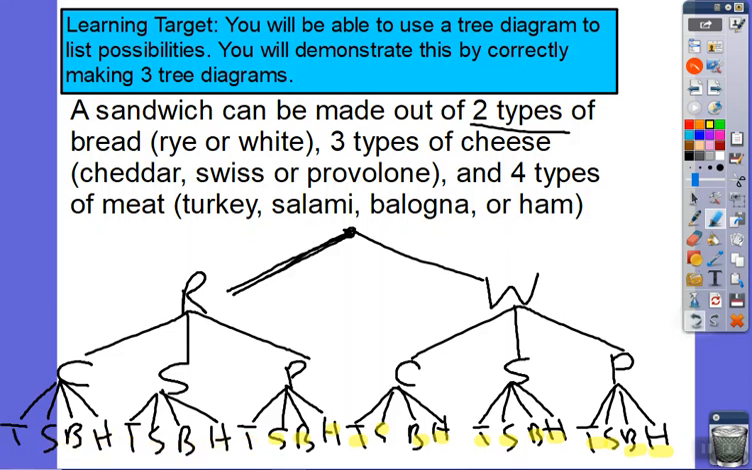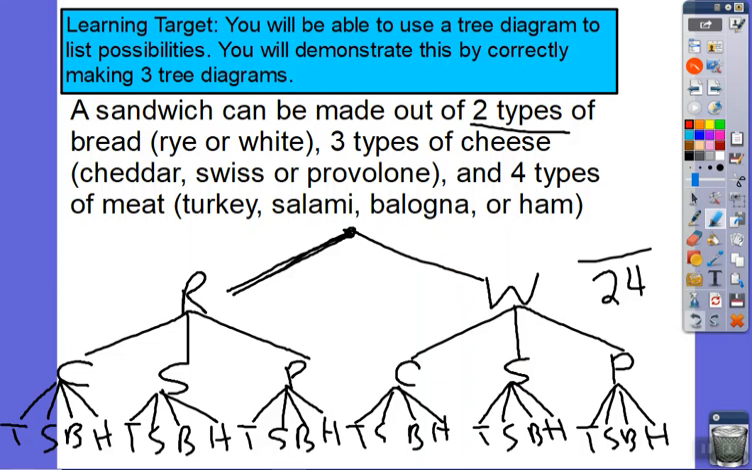So if I'm doing a probability, it's going to be out of 24 different sandwiches that I could make. So every one of these fractions is going to have a 24 on the bottom. Now, when we pick a sandwich, we're going to follow a path down. So for example, I'm going to pick rye bread, Swiss cheese, and ham, and that is 1 sandwich. Another one might be white bread, Swiss cheese, and ham. That's a completely different sandwich, and so on.